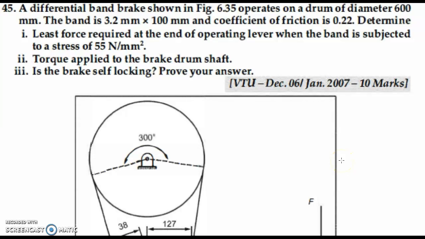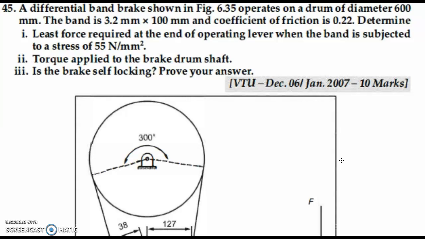Hi everyone, this is another question for differential band brake. Almost similar to the previous cases, just listen. A differential band brake as shown in figure operates on a drum of diameter 600 mm. The band is 3.2 mm by 100 mm and the coefficient of friction is 0.22.